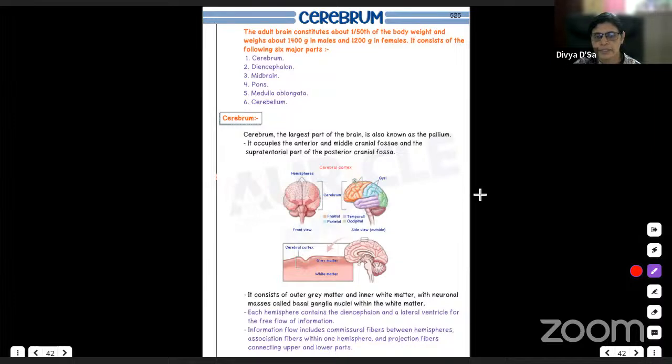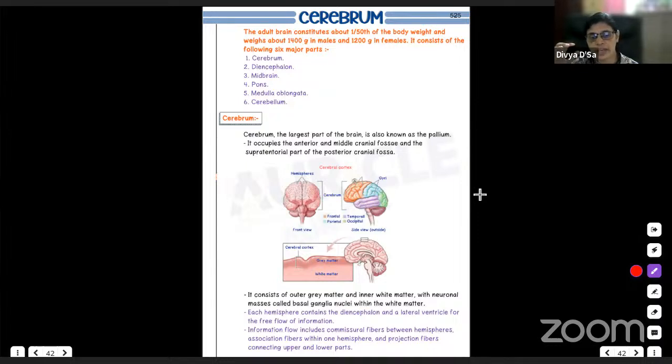The cerebrum is the largest part of the brain, and it is known as the pallium. It occupies the anterior and middle cranial fossa, and it occupies the supratentorial part. Like the entire central nervous system, here also we have gray matter and white matter. There are aggregations of gray matter concentrated within the white matter, and they are known as the basal ganglia, or the nuclei of the basal ganglia.